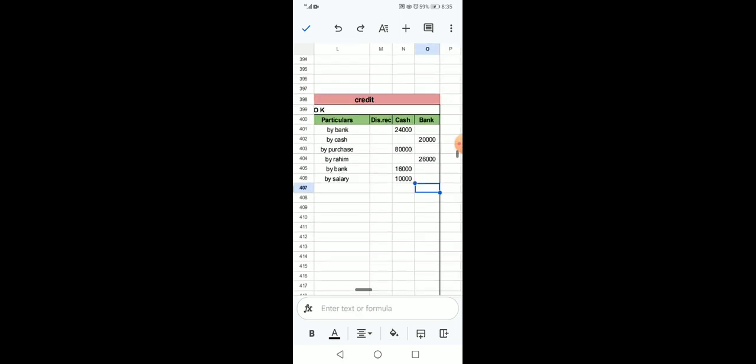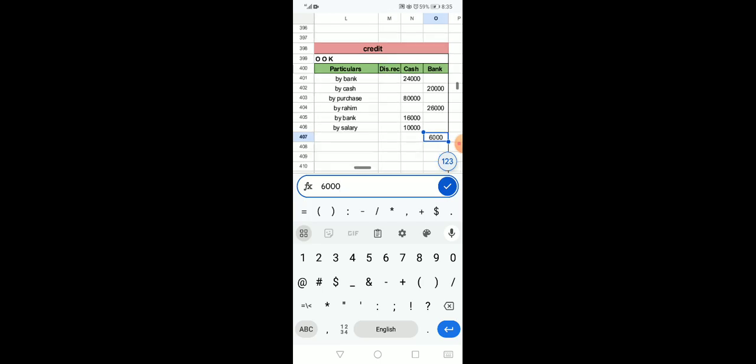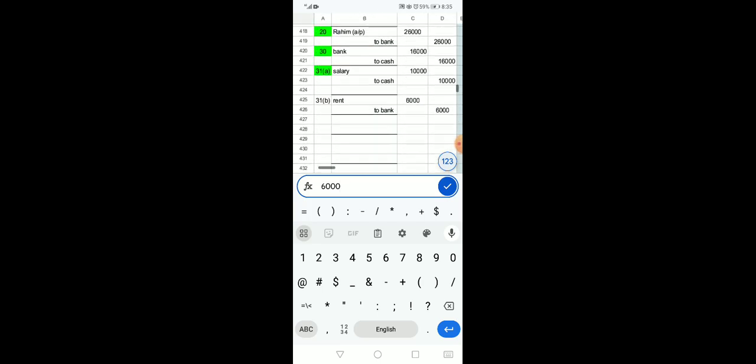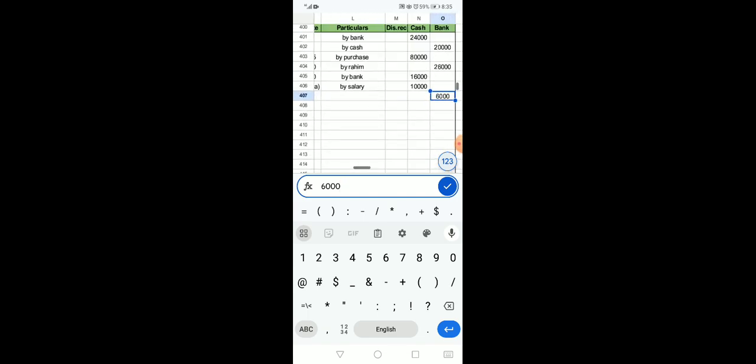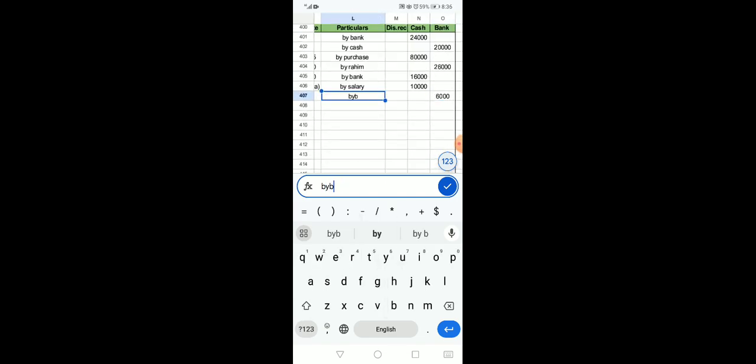31B has two elements, but we are associated with only one element, that is bank. It is credited by 6,000. So go to the credit side of the bank and write 6,000 in the bank column. Now see its reference. What is written on the opposite side of bank? It is rent. So you will be putting rent over here in the particular column.